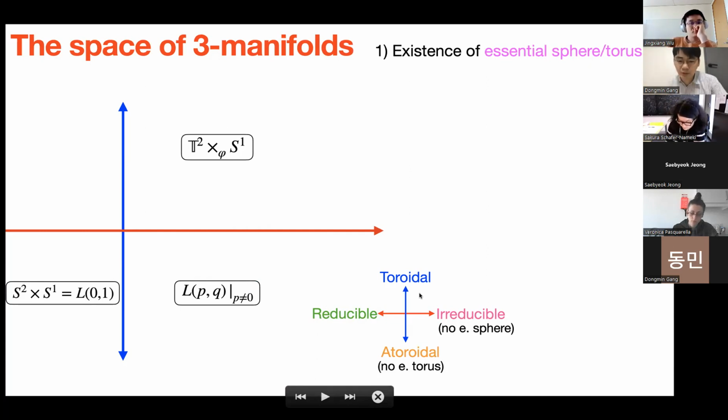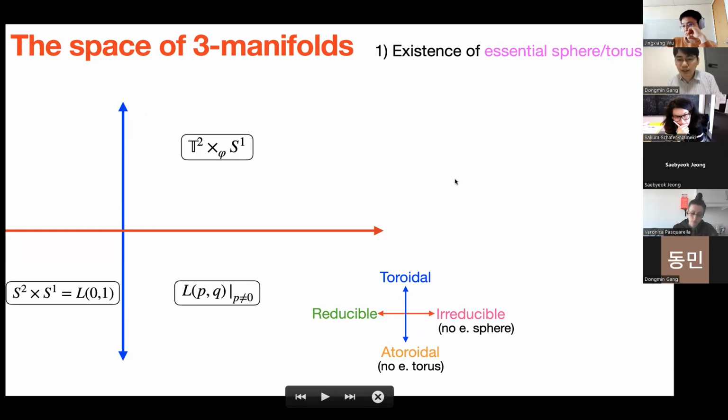Similarly, we can divide three-manifolds into toroidal and atoroidal, depending on whether the manifold has an essential torus or not. In my talk, I will mostly focus on the irreducible cases, because the reducible ones can be constructed by gluing, in a sense connecting, some of these irreducible pieces. So mostly I will focus on the irreducible pieces.